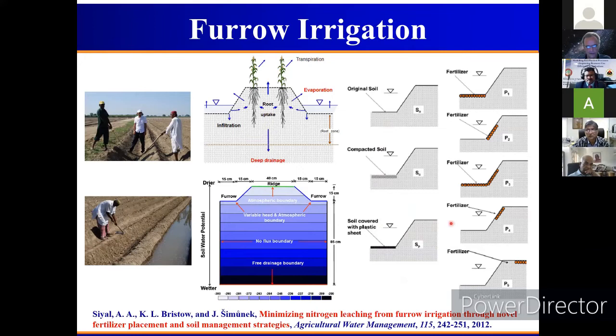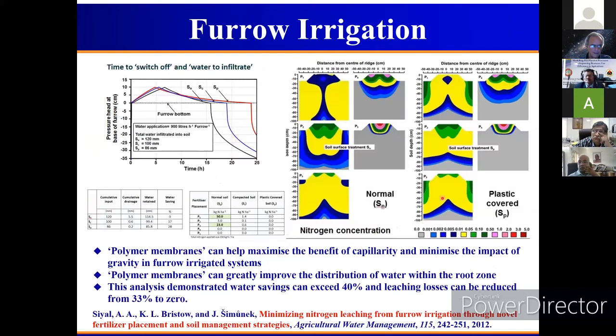We have also studied the placement of the fertilizers and what will happen with the fertilizers for these different scenarios. And we have demonstrated in this study that this polymer membrane can help maximize the benefits of capillarity and minimize the impact of gravity in furrow irrigation systems. Then they can greatly improve the distribution of water within the root zone. We can save a lot of water by taking these measures, and we can also limit leaching losses, not only of water, but also of the chemical.